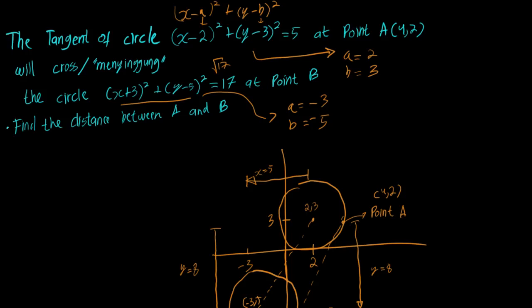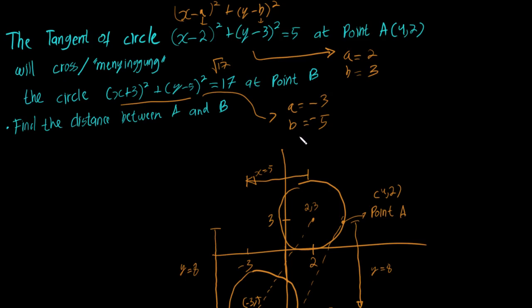Okay, so the next question is: the tangent of the circle at point A will cross another circle at point B, and you are asked to calculate the distance between A and B. So any guess on how to do it? Yeah, your guess is as good as mine. What you'll do first is realize that in this equation you will find the center of the circle, and in the second circle you will also find the center of the circle, but it doesn't stop there.